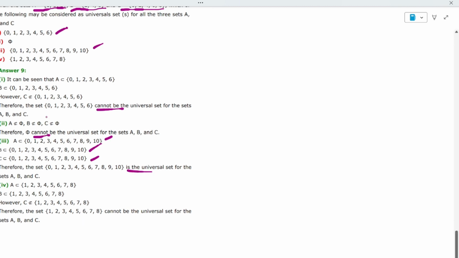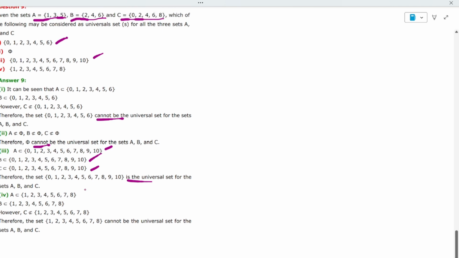Now let's see the fourth they have given is 1, 2, 3, 4, 5, 6, 7, 8. Okay, 1 to 8 they have given. It is subset of A. It is subset of B. But it is not subset of C. So we can say it is not universal set.